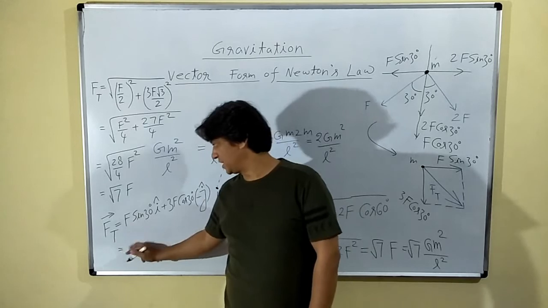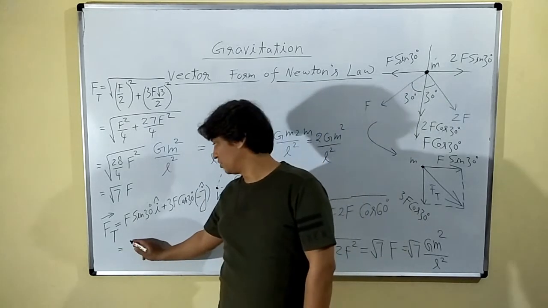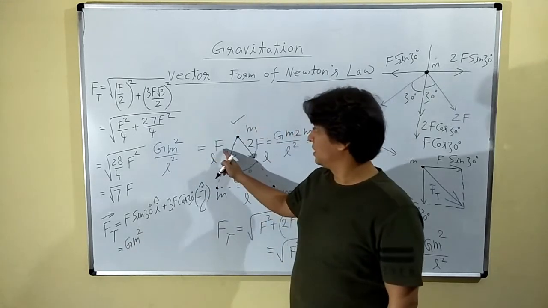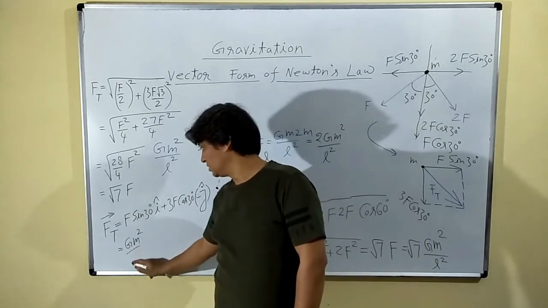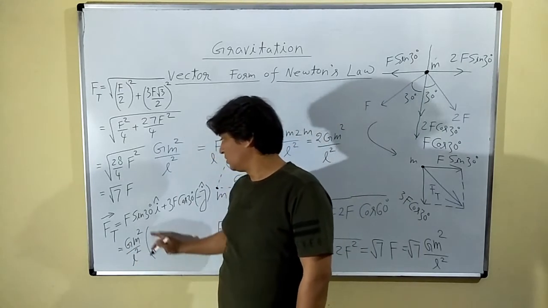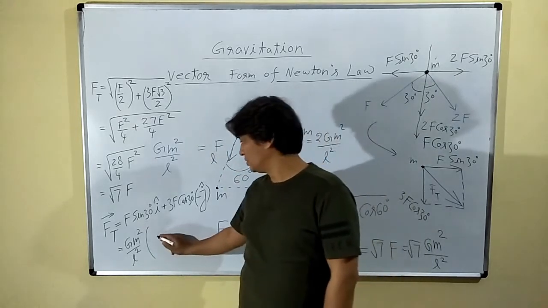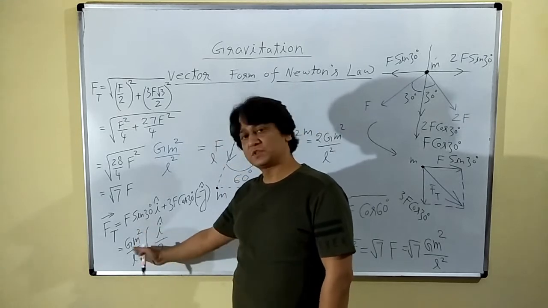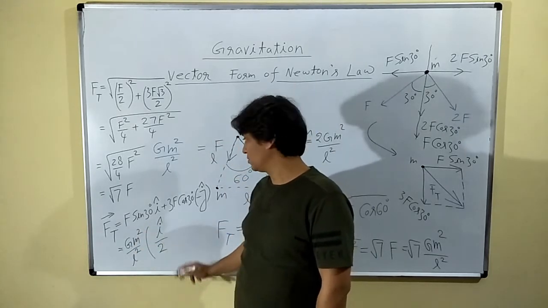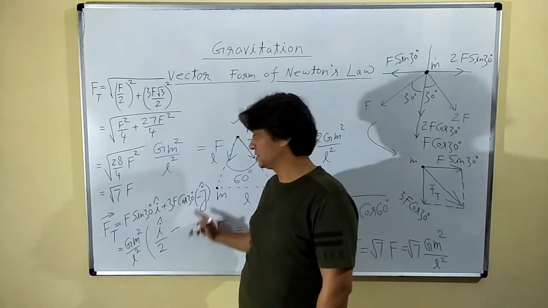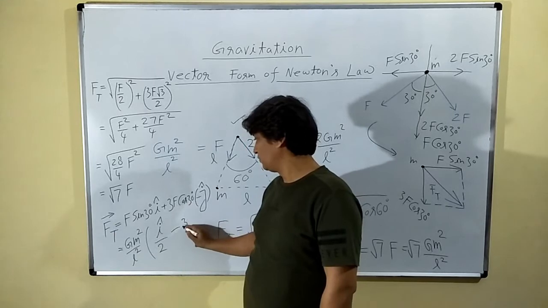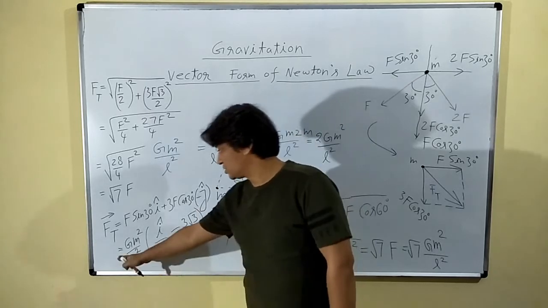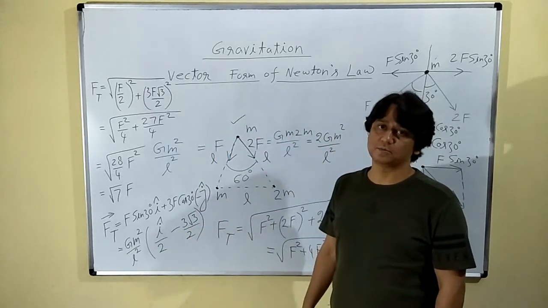You can simplify it. F पता है अपने को. What is F? GM square upon L square. Take it common. Sin 30 1 by 2. That gives us i cap divided by 2. F is out. Sin 30 i cap by 2 minus because of this 3 cos 30, 3 root 3 divided by 2. This is your F total in vector form.